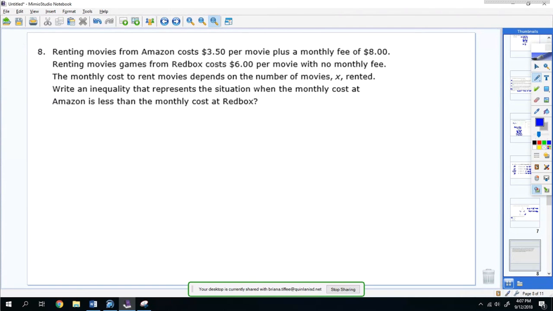Number 8. Renting movies from Amazon costs $3.50 per movie, plus a monthly fee of $8. Okay, so I'm going to put A for Amazon: $3.50 per movie, so 3.50x, plus a monthly fee of $8. Renting movies/games from Redbox costs $6 per movie. Okay, so Redbox is just 6x.